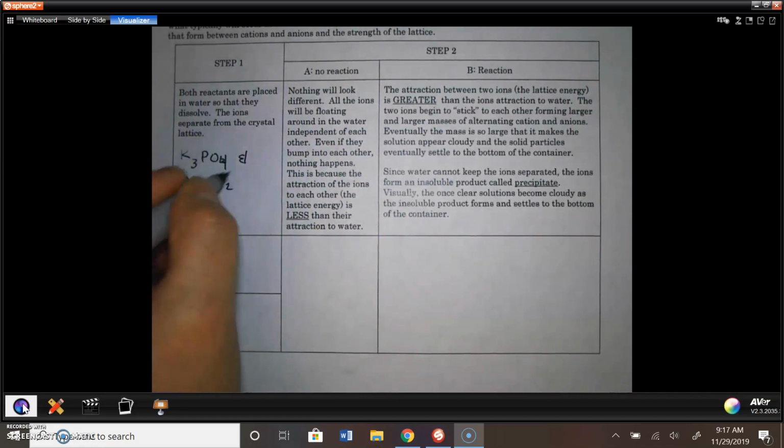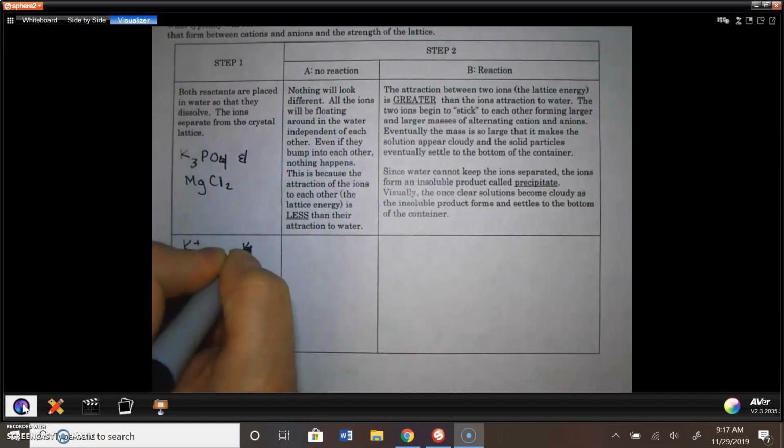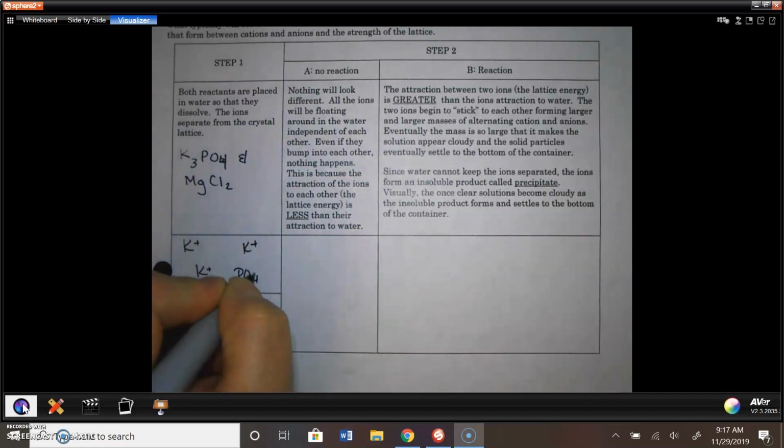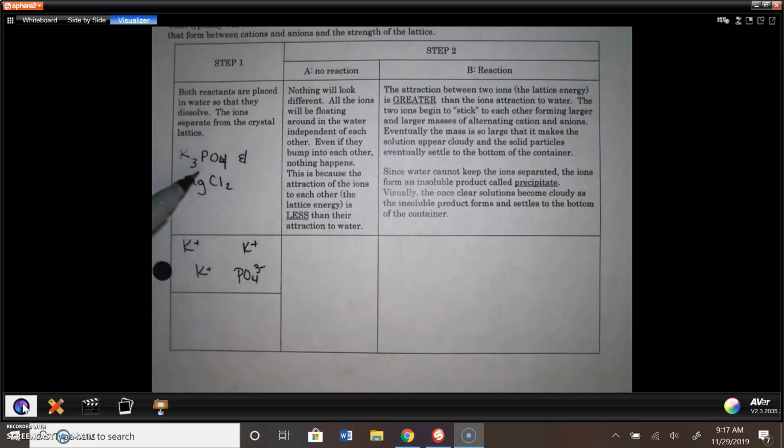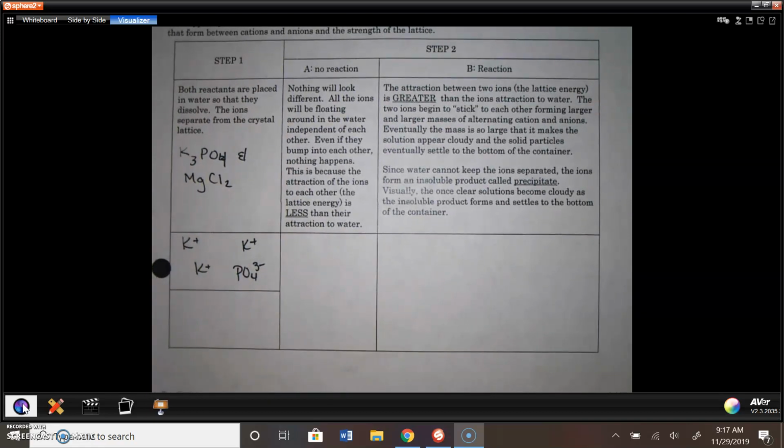So if I have potassium phosphate in water, these guys are both soluble. So what's going to happen? I've got potassium ions and I've got phosphate ions. And I have them at a ratio of 3:1 because that's what my formula says I need in order to keep it neutral. My solution needs to be electrically neutral as well. So for every 1 phosphate, I need 3 potassiums.